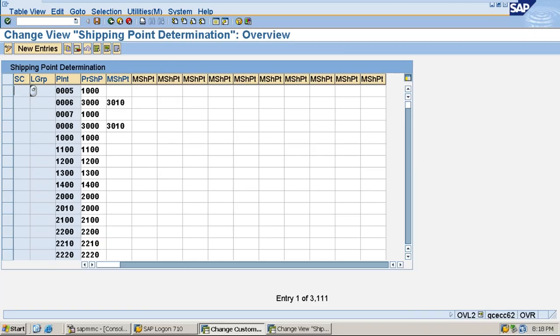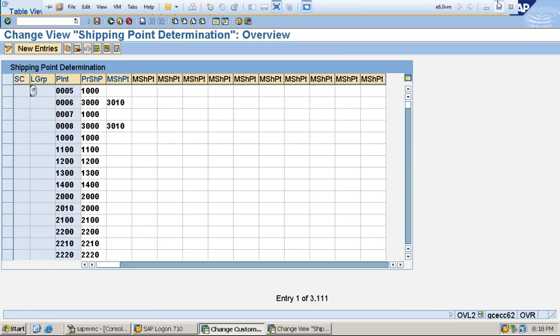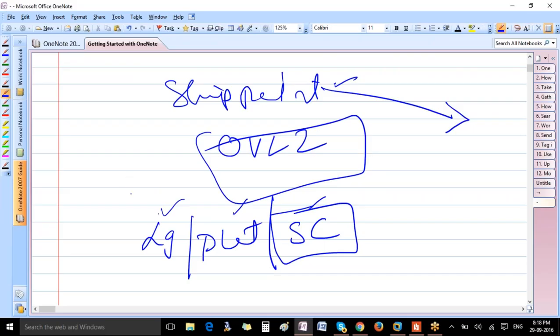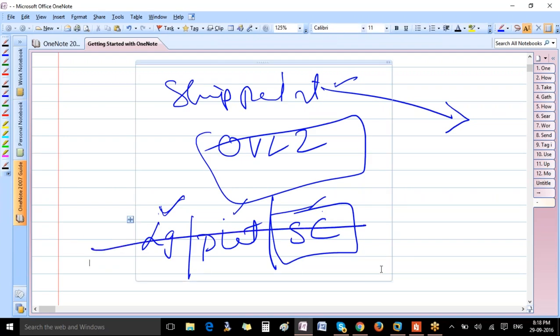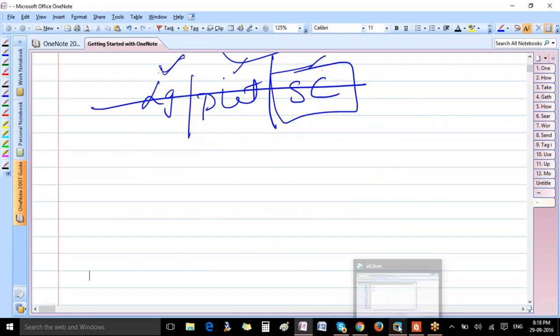Yeah, you see here. Okay. See, one thing, please be very organized. I am not organized. You can see I have written it something like this: loading group, plant, and shipping condition. But it's not the sequence it should be. Okay. Please be organized. Learn an organized way.